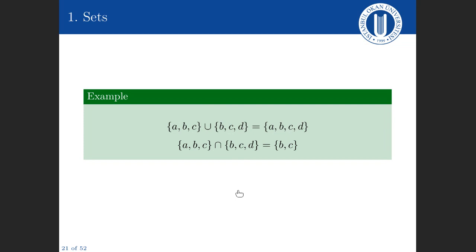Or I might be interested in the intersection of these two sets, the elements which are in both sets. A is not in the right set, so we discard A. B is in both sets, so we use B. C is in both sets, so we use C. D is not in the left set. The intersection of these two sets is the set containing B and C.